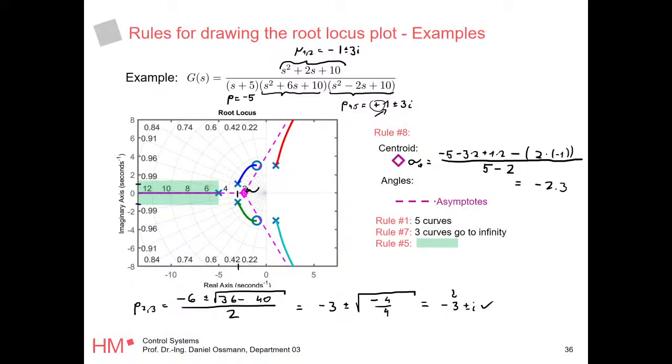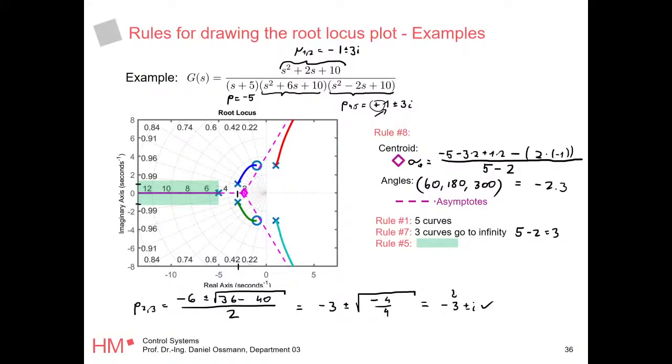Asymptotes: we've got 5 curves, because we have 5 poles. 3 of those curves go to infinity, because 5 minus 2 is 3. 1, 2, 3, so we need 3 asymptotes, and we immediately know that with 3 asymptotes, the angles are going to be 60, 180, and 120, 300. The first thing you then do is plot in your centroid, plot in the angles for the asymptotes, and now you're checking.